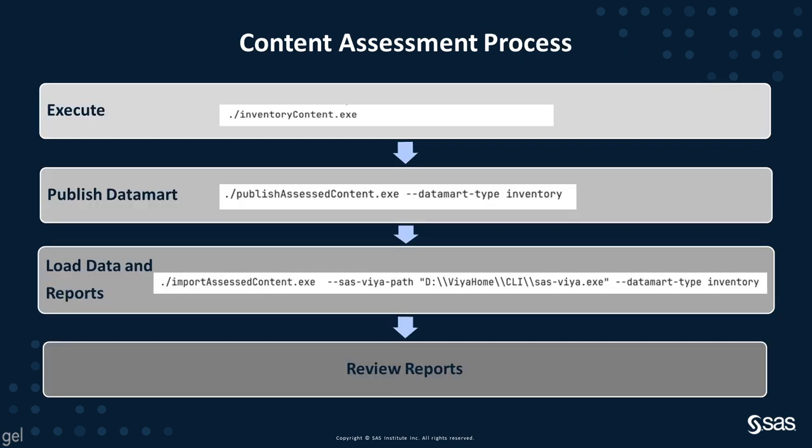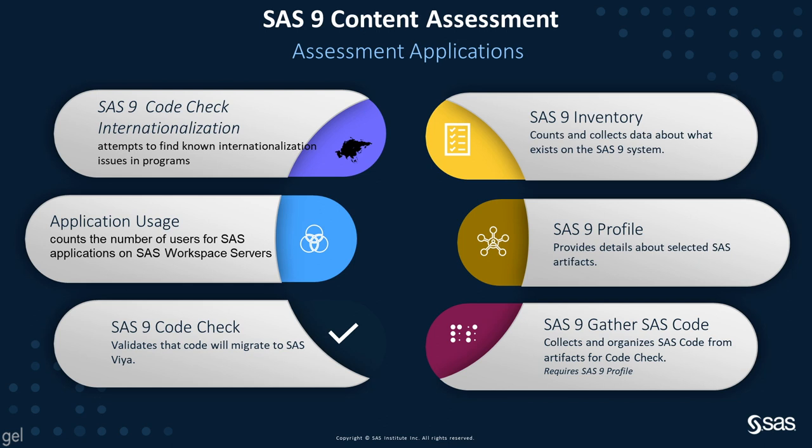This slide uses inventory as an example. The process of running each application is the same. You execute the application against the 9.4 system. It uses the metaparms.sas and the setenv.yaml file to be able to connect to that system and understand the configuration. You then publish the data for the data mart for that particular application, so in this case inventory. Then you use Import Assessed Content to load the data into memory and import the reports to the Viya environment. And at that point, you can then review the reports and understand the analysis that's happened about your SAS 9.4 system. Let's take a look at each of the assessment applications.